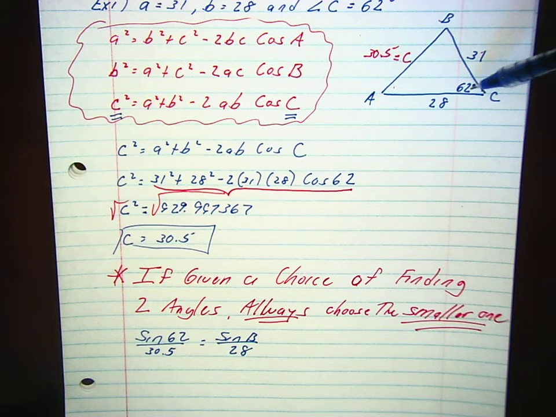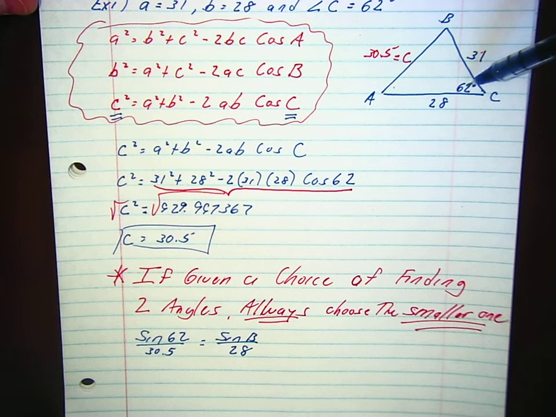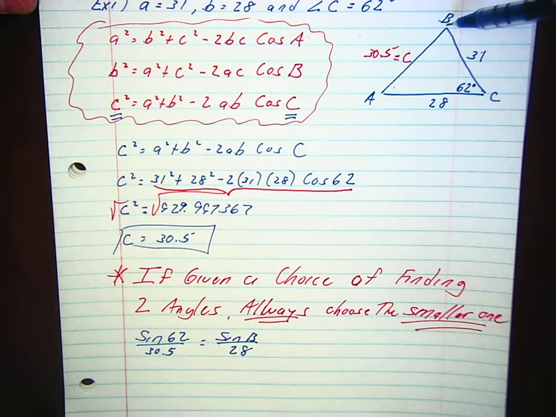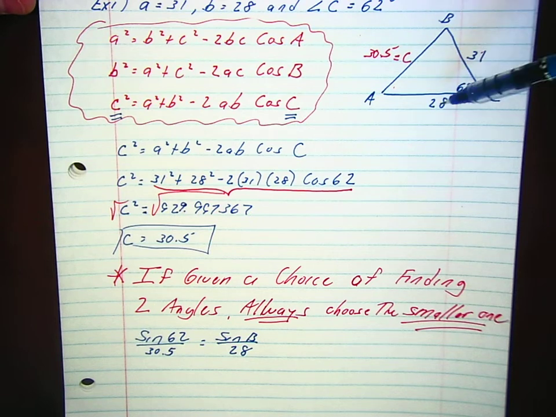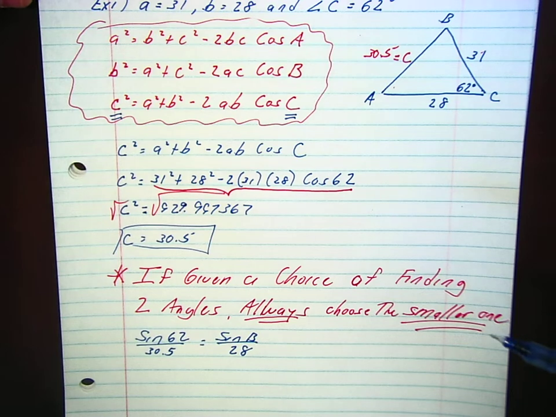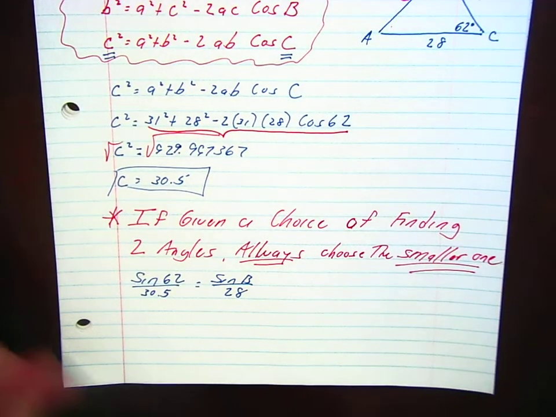Because I have big C and little c, I'm going to use the law of sines with that. Here I set it up. The sine of angle C over little c equals the sine of angle B, which is what I'm going to find, over little b, 28. We're solving this exactly the same way that we've done for the last two homeworks. You're just going to cross multiply and solve.